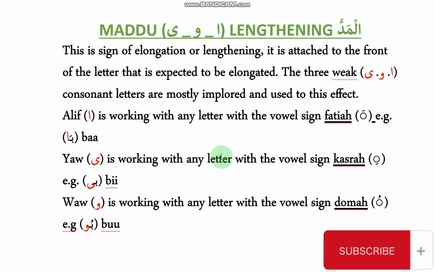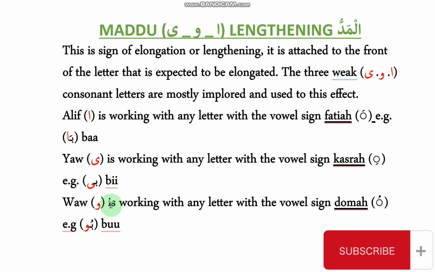And Yao is working with any letter with the vowel sign Kestra. This is the vowel sign Kestra. So let's say Kaf, for instance. Kaf has a Kestra and we want to elongate it. We want to lengthen it. What do you do? You now say Kaf Kestra Yao Madi Kee.